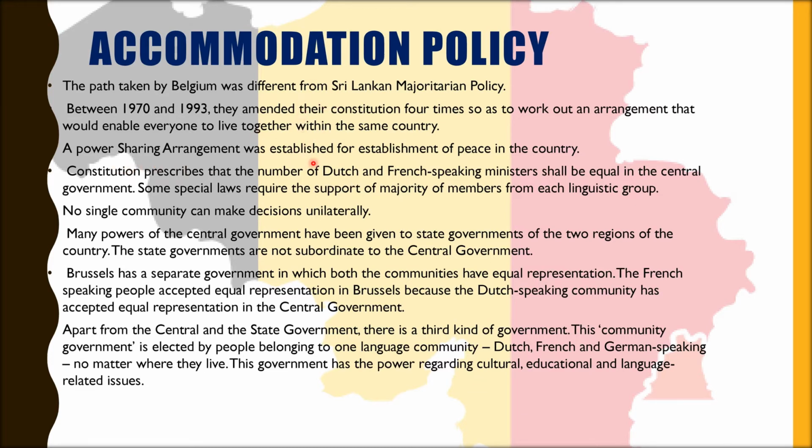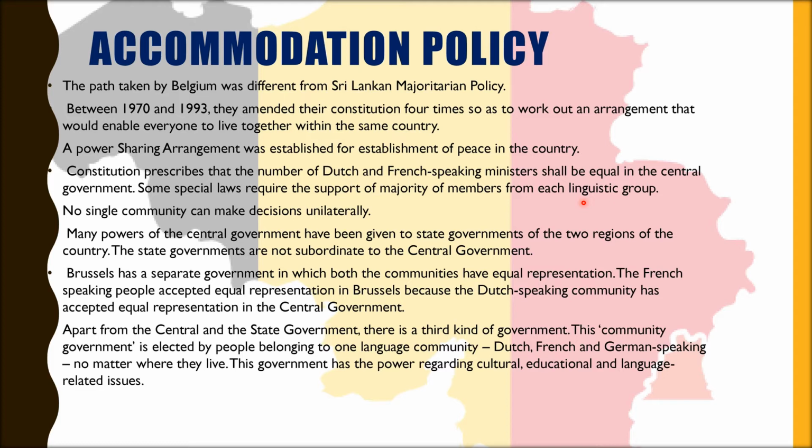So what is the arrangement made? We are going to know about this here. The constitution prescribes that the number of Dutch and French speaking ministers shall be equal in the central government. So they are ensuring that there should be an equal number of ministers who speak Dutch and French. Some special laws require the support of a majority of members from each linguistic group.